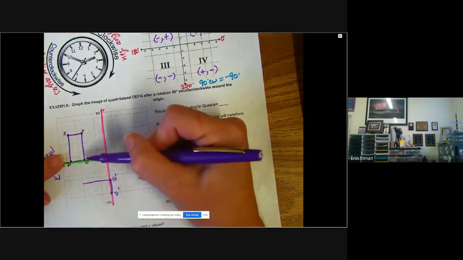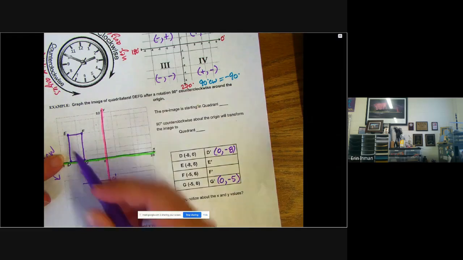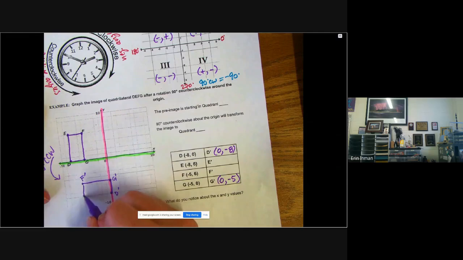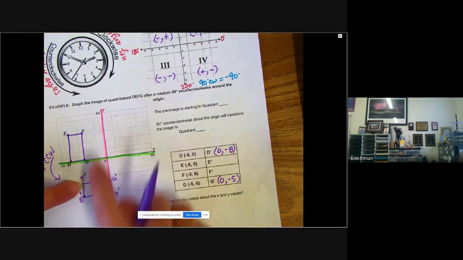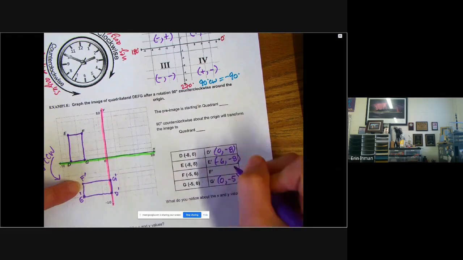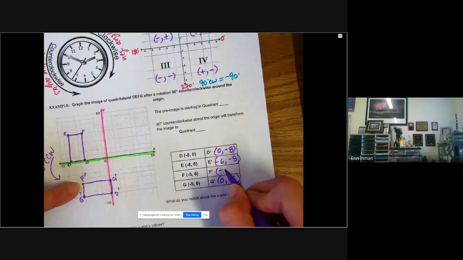I believe this is right. Let's see, 1, 2, 3, 4, 5, 6 units long, and this is 1, 2, 3, 4, 5, 6 units long. So I'm still isometric. I'm still rigid in this transformation. Everything is geometrically congruent. Well, let's compare our new coordinates here. So E now is at -6, -8. And F is -6, -5.